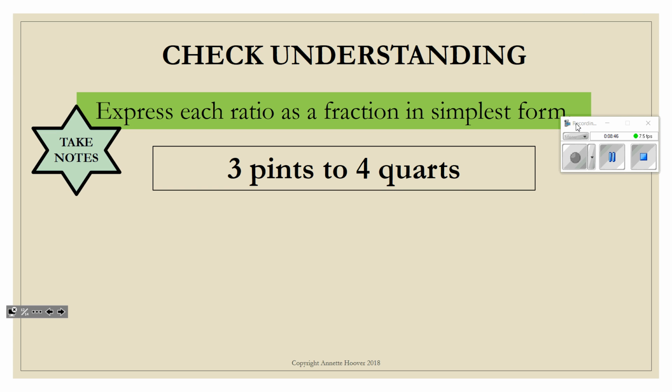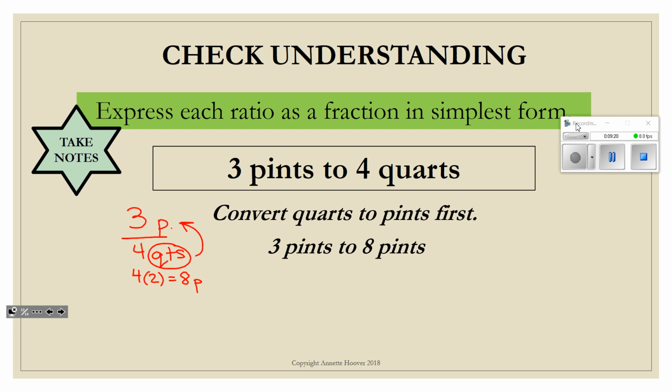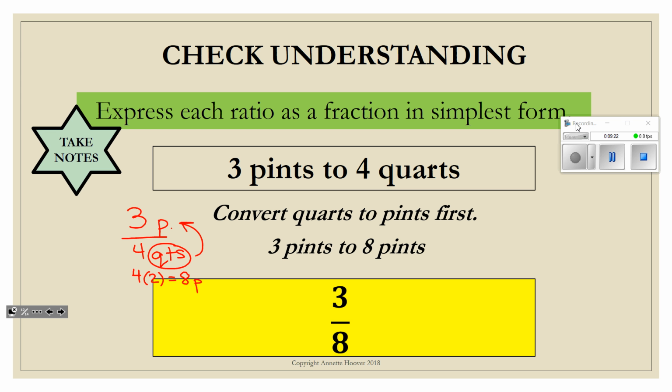3 pints to 4 quarts. So first I have 3 pints to 4 quarts. The larger is the quarts, so I want to convert it to pints. So I have to think to myself, or I have to look it up. If you don't know how many pints are in a quart, then you would have to look up that conversion. There happens to be 2 pints in a quart. So I take the number of quarts and I multiply it times 2. So there would be 8 pints. So if I rewrite that, it would be 3 to 8. And that is simplified.